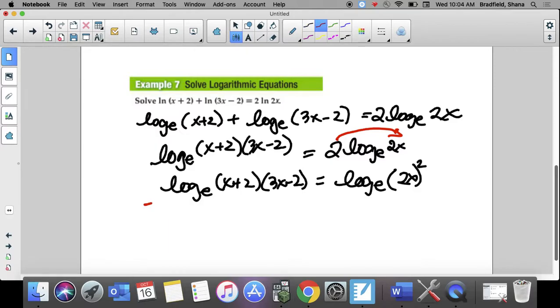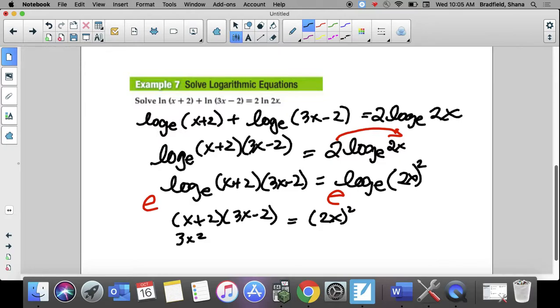Now I can put my base e, and that's going to leave me with x plus 2 times 3x minus 2 equals 2x squared. And we're going to have to do some algebra. FOIL method, well, that'll give us 3x squared. Outer term is negative 2x. Inner is 6x. And the last is negative 4. And on the right side, we get 4x squared. Can simplify a little bit more. We have 3x squared plus 4x minus 4 equals 4x squared.